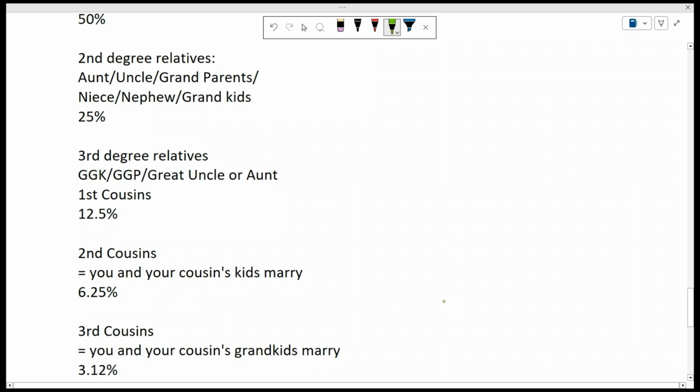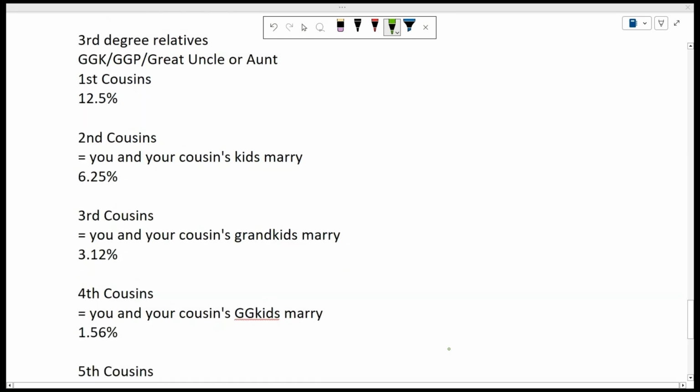All right, and so what is that? Well, that would be you and your cousins both have grandkids and they marry. Those grandkids would be third degree cousins, right? Would be a third cousin. And so that's a 3% chance.